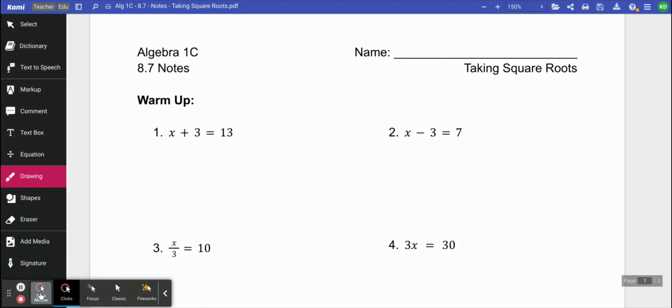Hello and welcome to our 8.7 notes. We are taking square roots today.